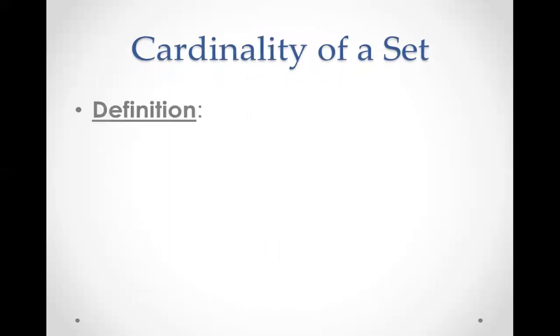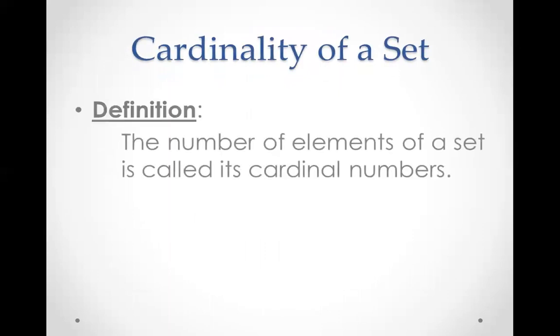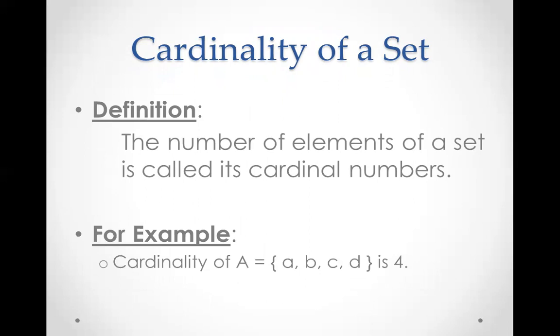Cardinality of a set. Cardinality of a set, its definition is the number of elements of a set is called its cardinal number. For example, A is equal to {A, B, C, D}. Now, set A is having 4 elements, so its cardinality is 4. If the set is having 5 elements, then its cardinality will be 5. Then if the set has 7 elements, then its cardinality will be 7.